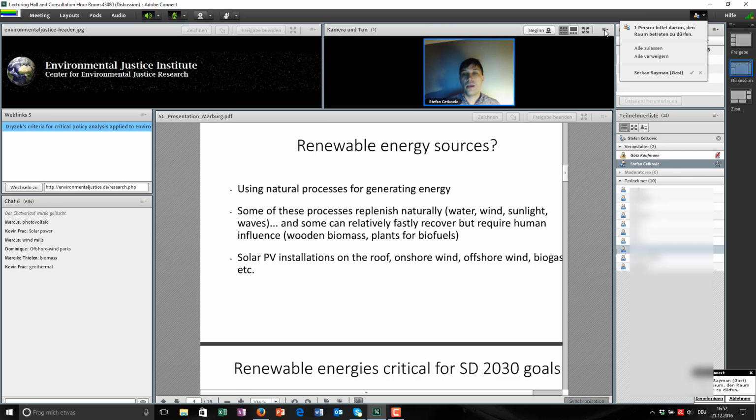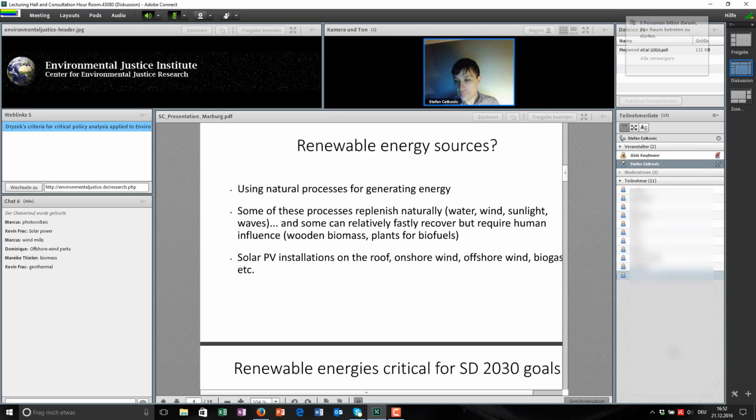If you live in Germany, you'll probably be more than familiar with all these different technologies. You can see them basically everywhere. So renewable energy sources, very briefly, or renewable energy technologies, are technologies that use natural processes for generating energy. And some of these processes replenish themselves naturally, such as water, wind, sunlight, water waves. And some can relatively fast recover themselves, but require human influence.